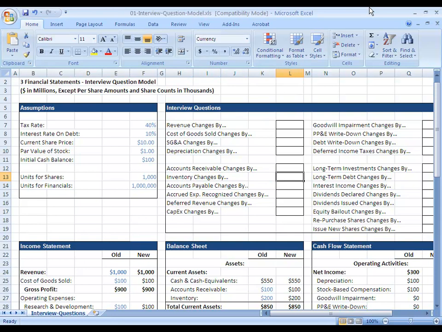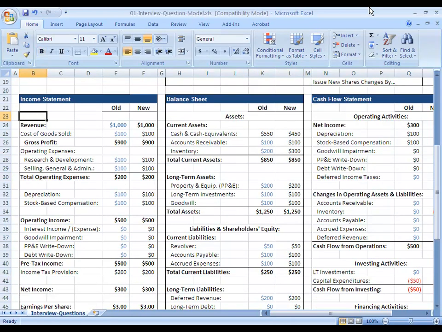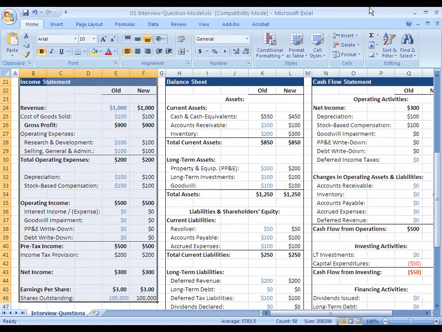So I'm just going to jump in and enter inventory changes by 100 here. And we're going to start with the income statement once again. So on the income statement, there are actually no changes. So when inventory goes up or down, there are never any changes to the income statement in the immediate term, immediately after the inventory purchase or sale has been made.